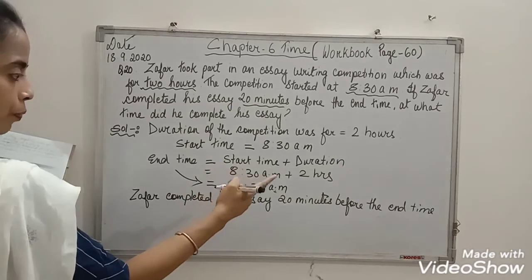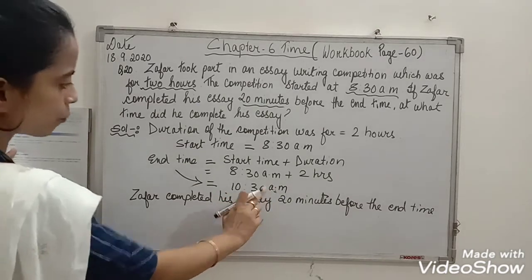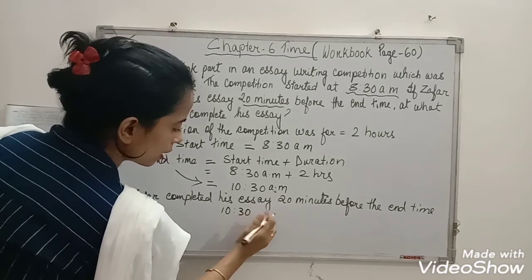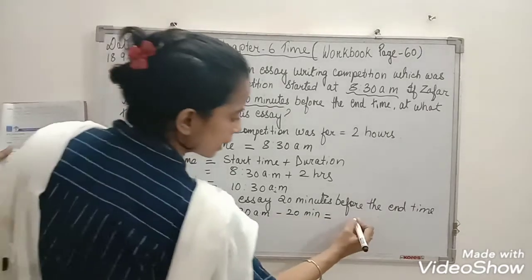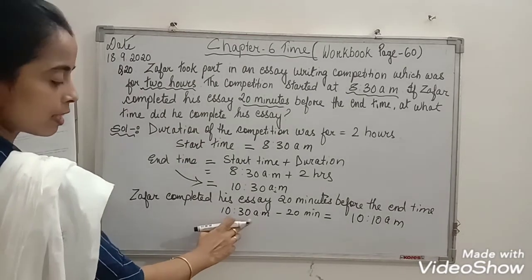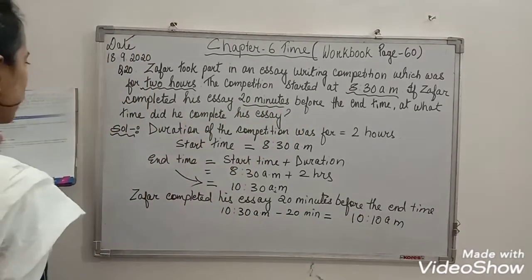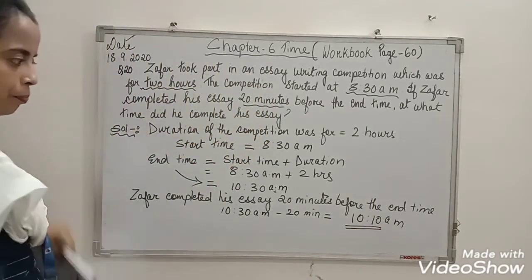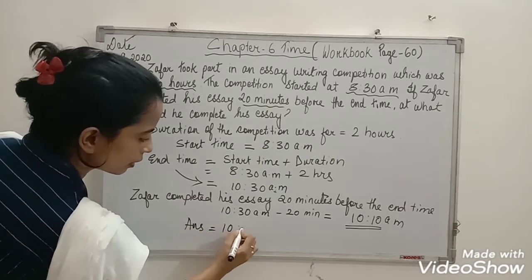So children, what is the end time? 10:30. So 20 minutes before 10:30 is how much? Who will tell me? 20 minutes before 10:30. 10:30 a.m. minus 20 minutes. It comes how much, children? Yes, it comes 10 a.m. 10:30, 10 and 30 minutes, 30 minutes minus 20 minutes. It comes 10. So Jafar completed his essay at 10 a.m. This is the answer. Okay, the answer is 10 a.m.